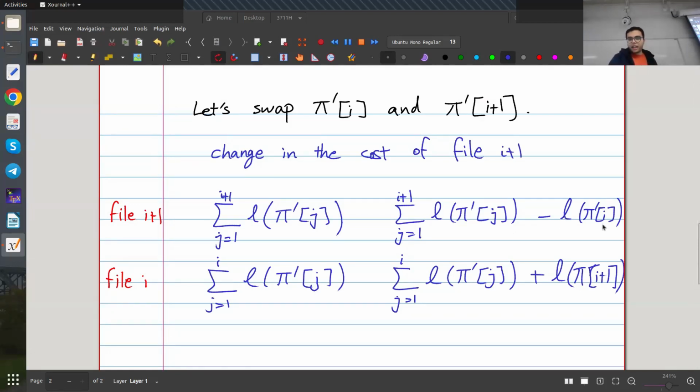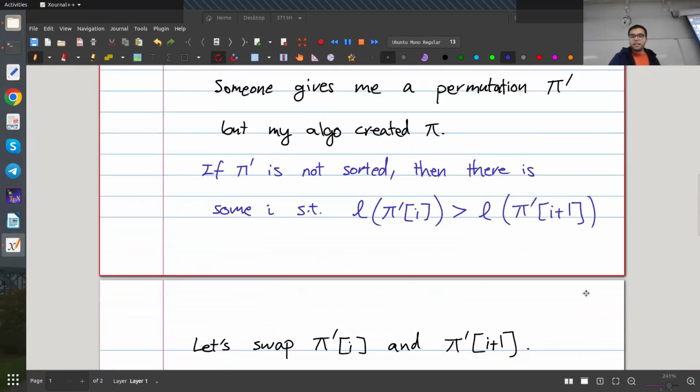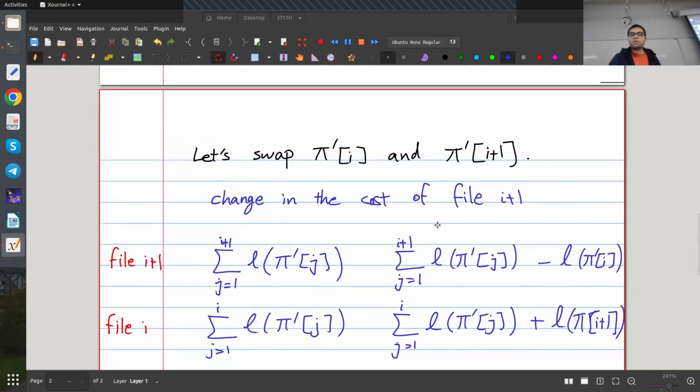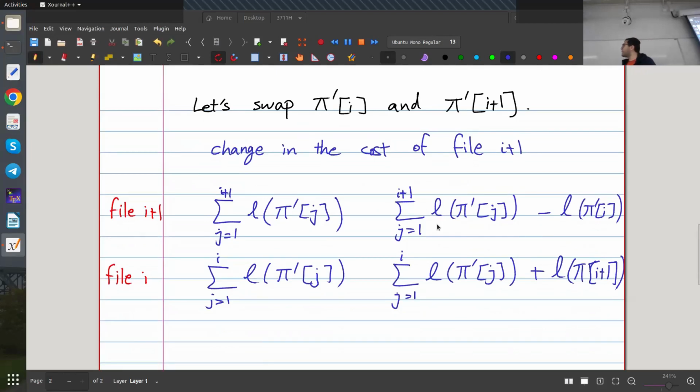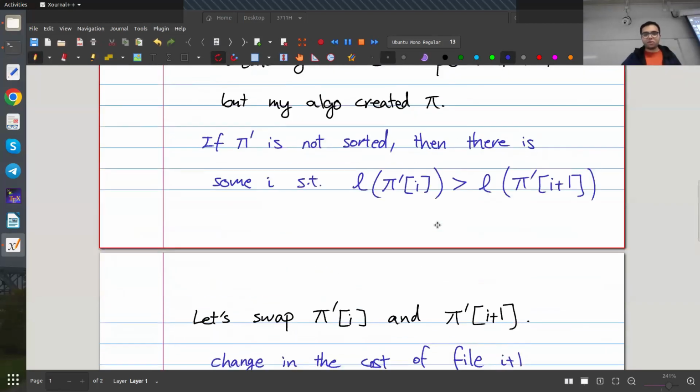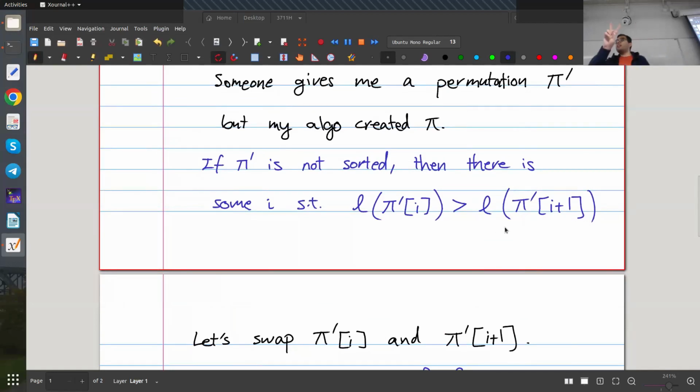Okay. So if I look at my total cost, it decreased by the length of file i, and then it increased by the length of file i+1. But remember, the length of file i was bigger than the length of file i+1. So my total cost decreased. So I can do this step, and the total cost of my permutation will go down. Now, what happens if I just keep doing this step? I will basically do a sort, right? I'm basically every time finding two elements. This is bubble sort. I'm finding two elements next to each other that are not in order, and I'm swapping them. And every time that I'm swapping, my cost is going down.